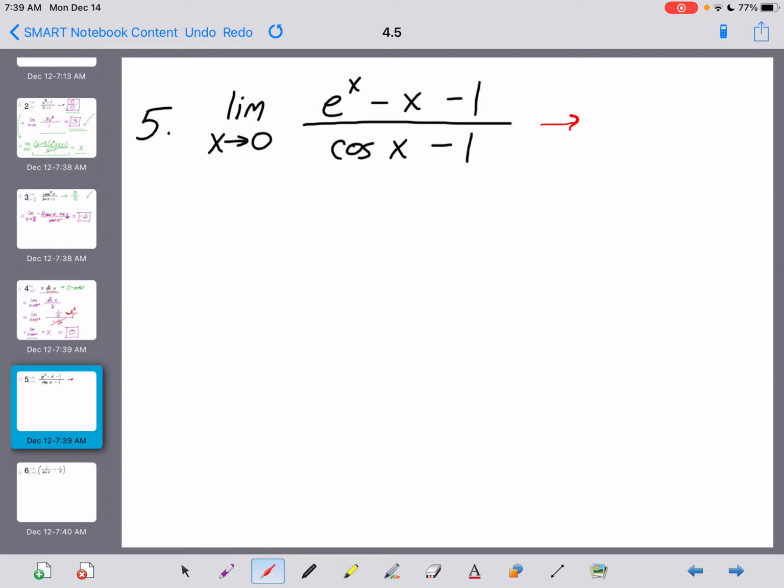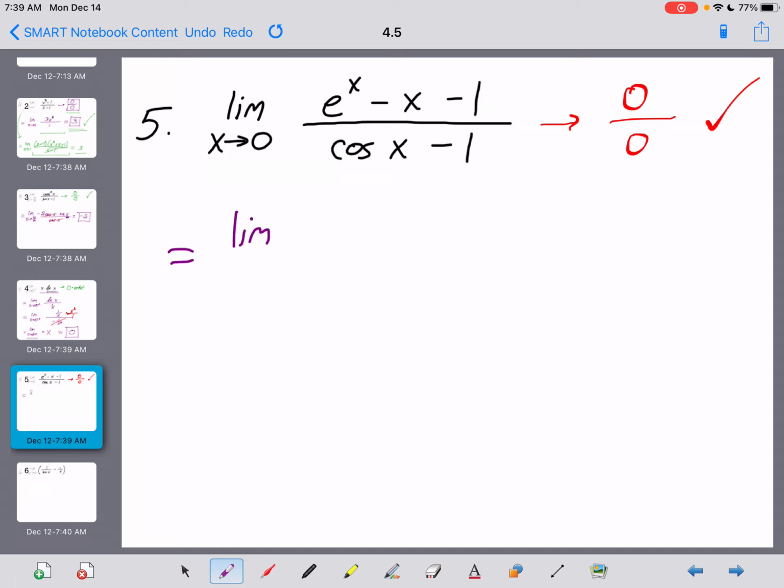I do want to warn you guys, it is possible to over-apply L'Hopital's rule into places where it does not fit. But if I plug a 0 in here for x, I get a 1 minus 0 minus 1 up all on the top. That's a 0. And down on the bottom, cosine of 0 is 1. 1 minus 1 is 0. So yep, 0 over 0 gives me the indeterminate form that actually I was kind of hoping to see.